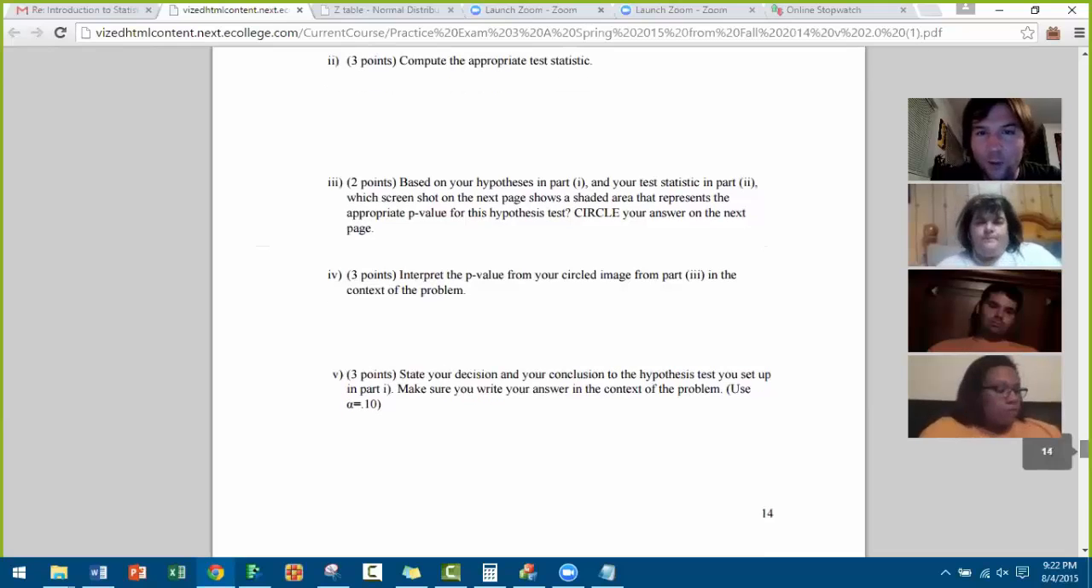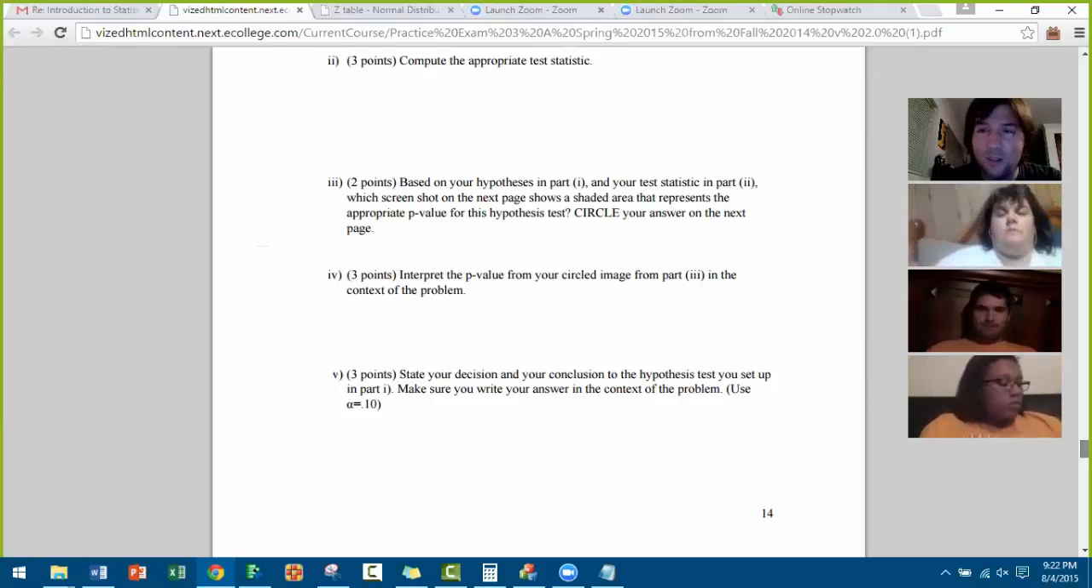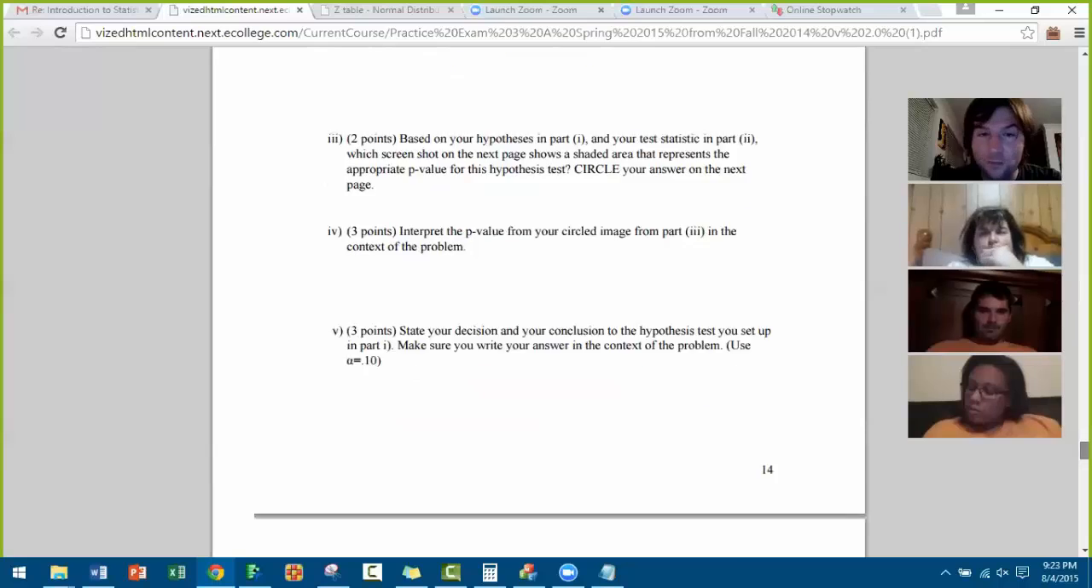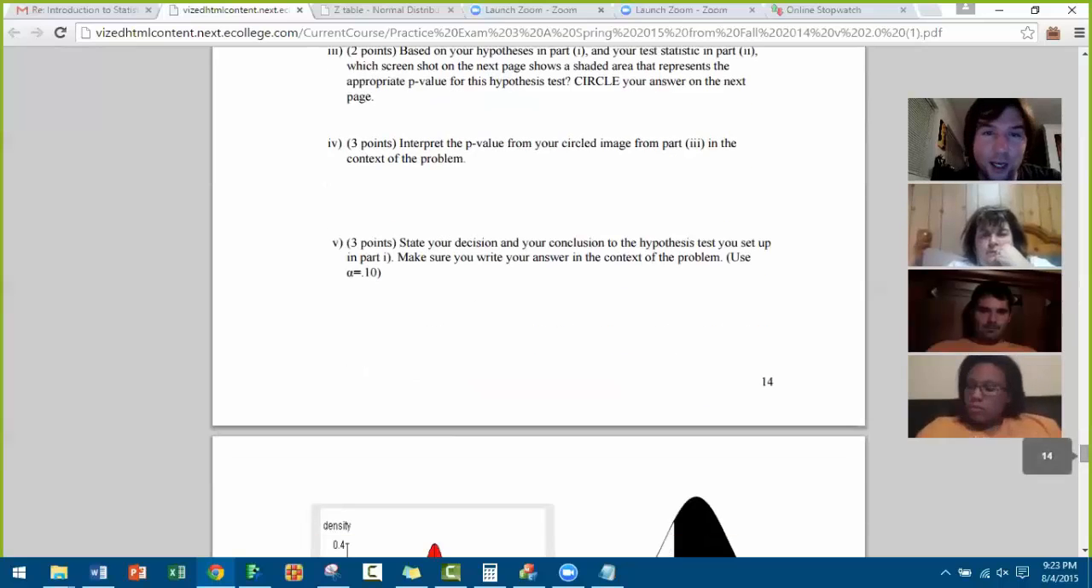Interpret the p-value from your circled area image. It means the probability of our results or results more extreme, according to the null hypothesis being true, would occur due to random chance variation about 75% of the time. So the null is probably true because our results are in line with what we would expect with the null. And so we do not have evidence that more than 1/6 of wrecks are caused by teenagers at the wheel. State your decision and make sure your answer's in context. There's no evidence to go with this buffoon's claim.